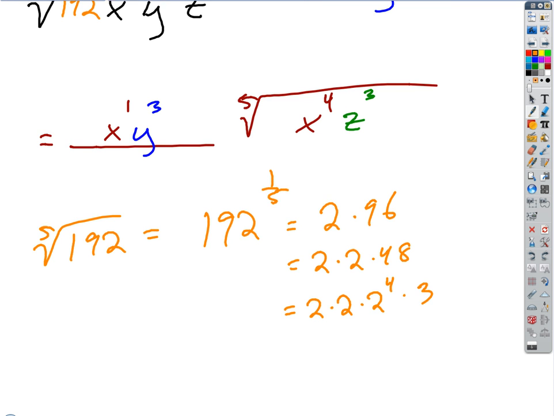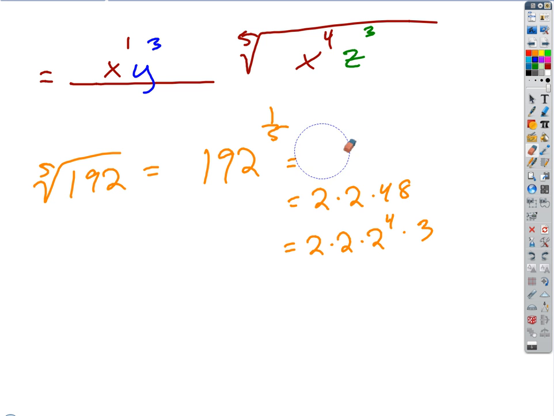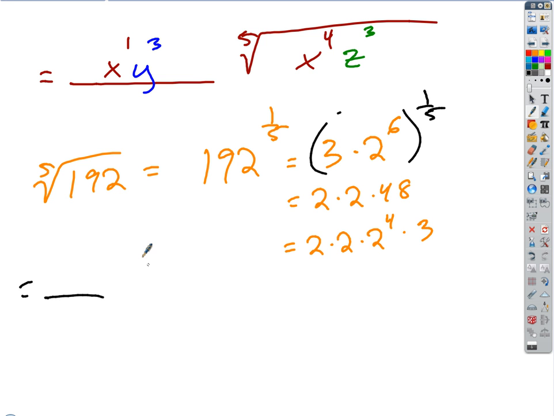So, long story short here, we could break this up into 3 times 2 to the 6th, okay? To the 1/5. Okay, so let's figure out what part goes inside and what part goes outside then for our 5th root of 192. Okay, so if I distribute the 1/5, what do I get? I get 3 to what power, I guess? 3 to the 1/5, so I'm gonna get a 3 stuck inside, aren't I? Yep. Right? 3 to the 1 inside.